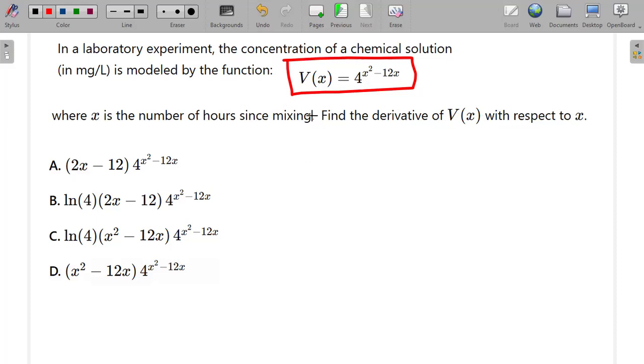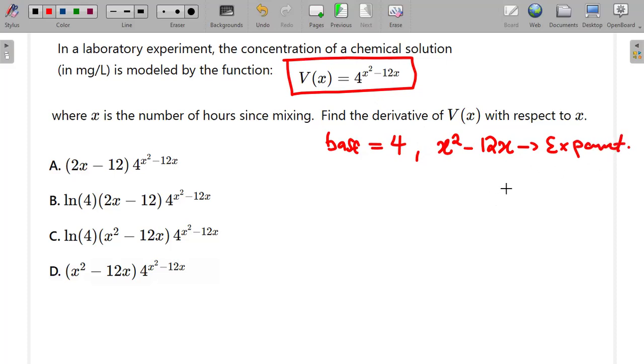So now here we've been given this function, V of x is equal to 4 to the power x squared minus 12x. So now this 4 is called the base. Okay, so the base there is 4. And then this power here is called the exponent, or you can still call it the power. So x squared minus 12x, this is the exponent. Or you can simply say the power.